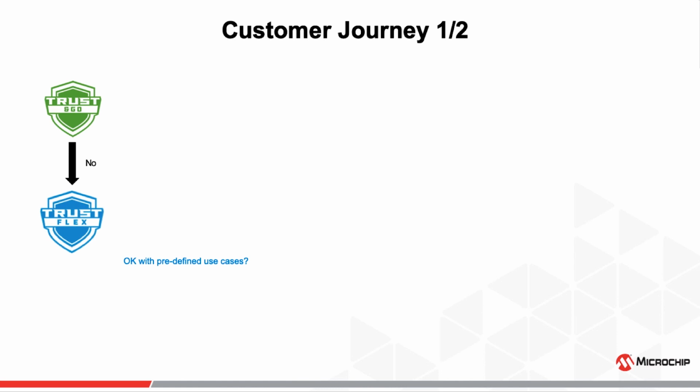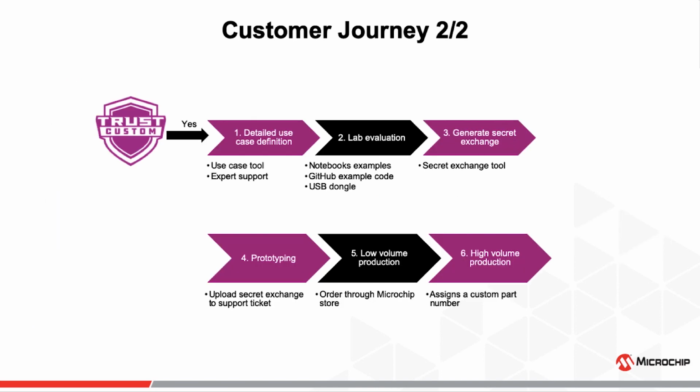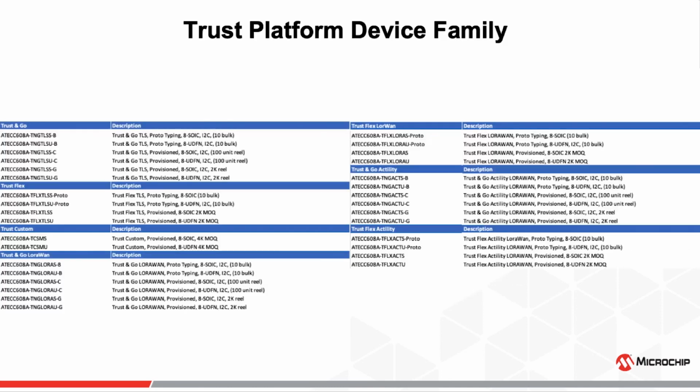For TrustFLEX, we ask you one question. Are you okay with the predefined use cases? If the answer is yes, we move you through the TrustFLEX flow, which is select your use cases, use the design platform, the Trust Platform Design Suite, implement the code, and go to production after the secret exchange. If no was the answer to the question, we move you to TrustCUSTOM. And TrustCUSTOM is basically the process that I defined a few slides ago, which is detail your use case definitions, go through the lab evaluation, generate the secret exchange, prototype, low volume production, and move to high volume production as things go through.